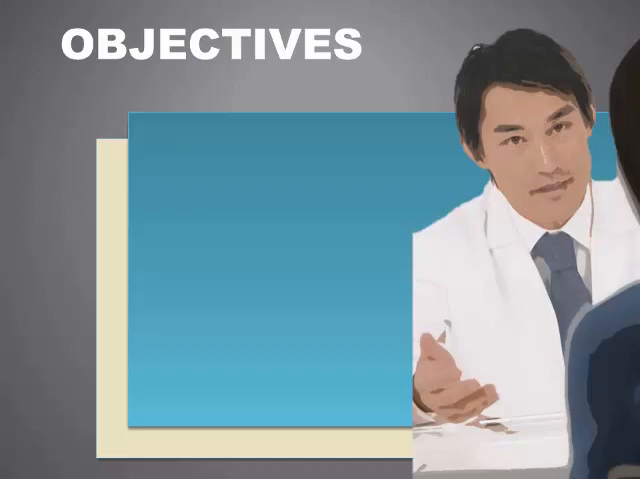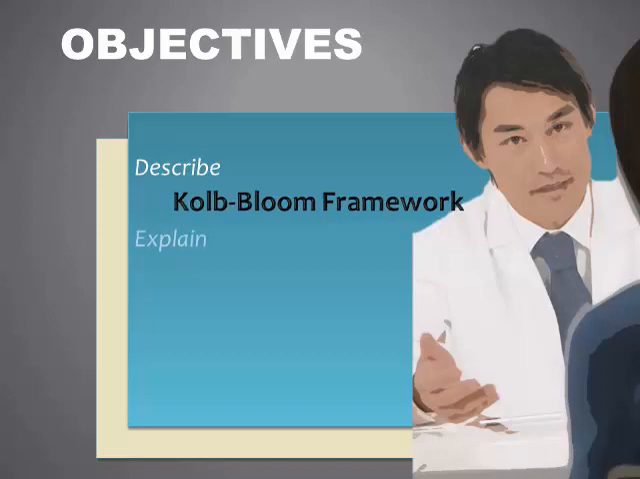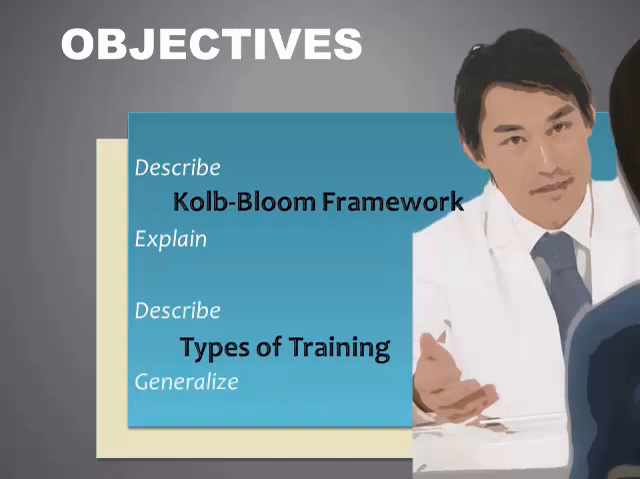In this presentation, we're going to talk about Kolb's learning style and Bloom's taxonomy. At the end of this presentation, you should be able to describe the Kolb-Bloom blended framework, explain how Kolb's learning style and Bloom's taxonomy are linked, describe the 3 types of training, and generalize how the Kolb-Bloom framework can be used to inform your training decisions.